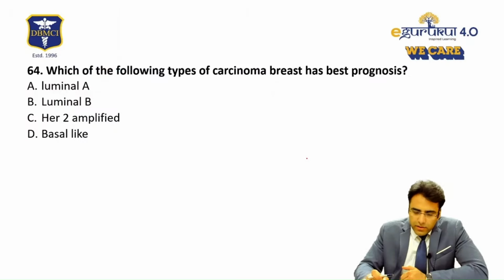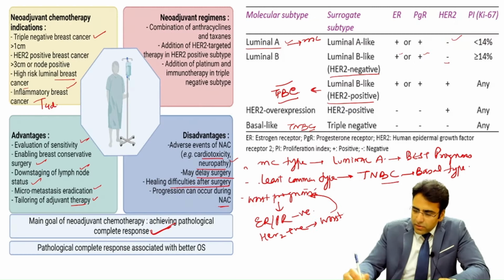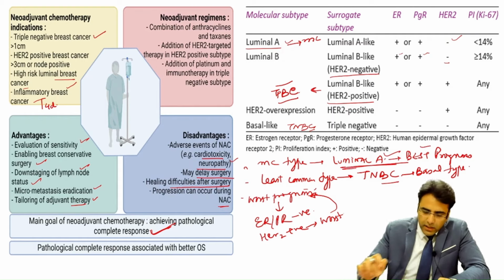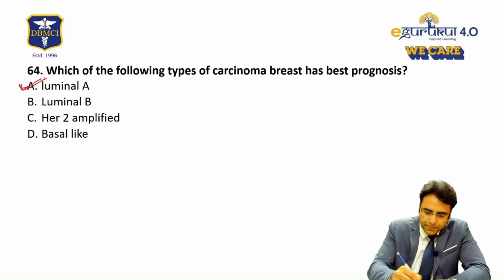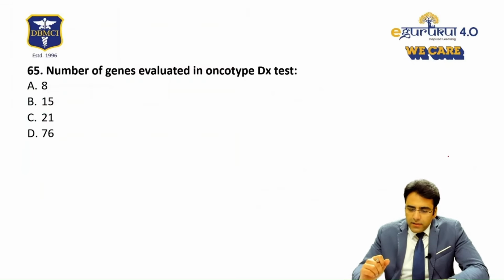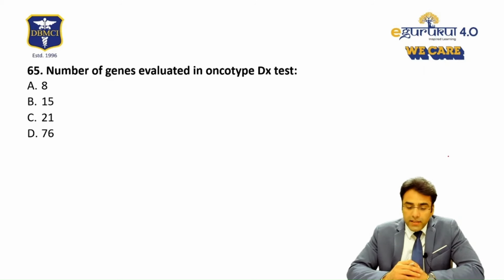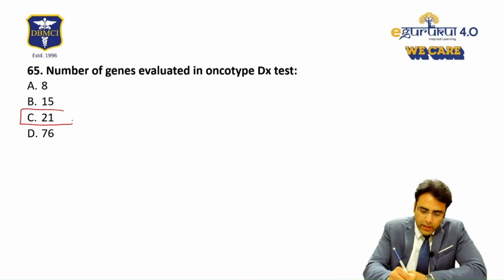Clear? Now in this question, what is asked? Which of the following has best prognosis? I told you the best prognosis is luminal A. So the correct answer will be luminal A. Coming on to the next question, number of genes evaluated in Oncotype DX test. Now how many genes are evaluated? The correct answer is 21.